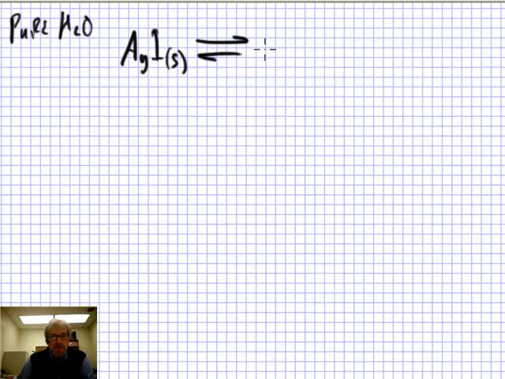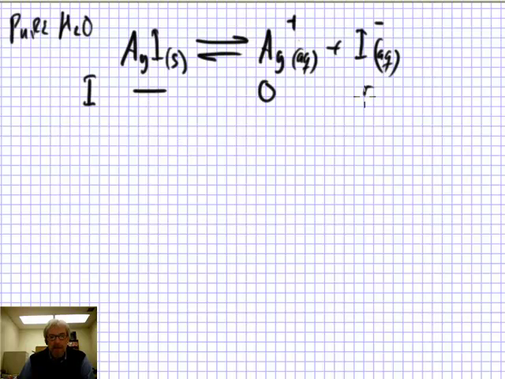So first of all, let's take a look at what's going on in pure water. We'll have AgI solid that we're going to put in the water. It's going to dissociate a little bit and give us Ag+ ions in aqueous solution and I- in aqueous solution. Initial concentration, don't care about the solid, and Ag+ and I- are not present in pure water. Then the change takes place and the stoichiometry is 1-to-1, so that at equilibrium, the concentration of Ag+ is X and the concentration of I- is also X.